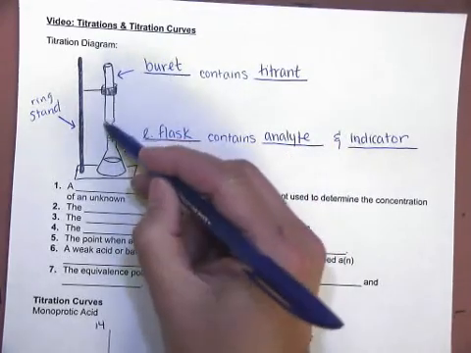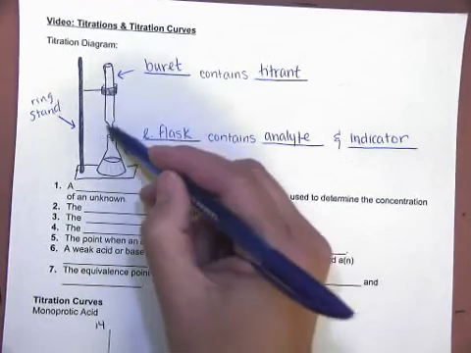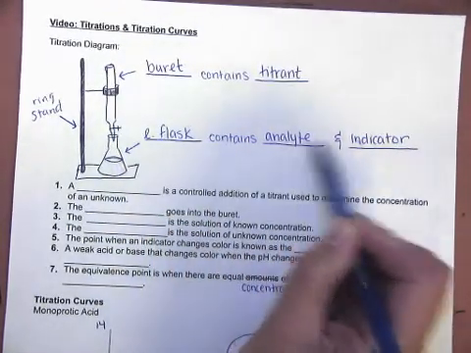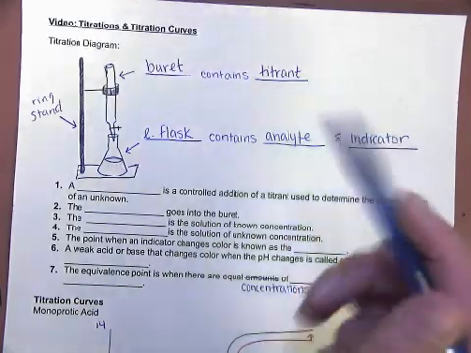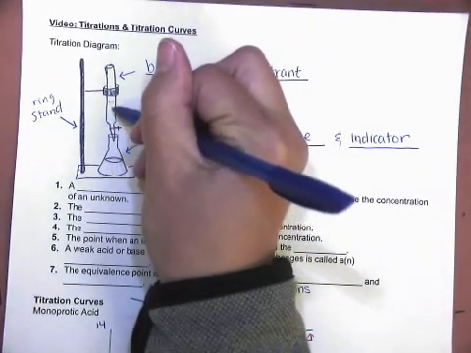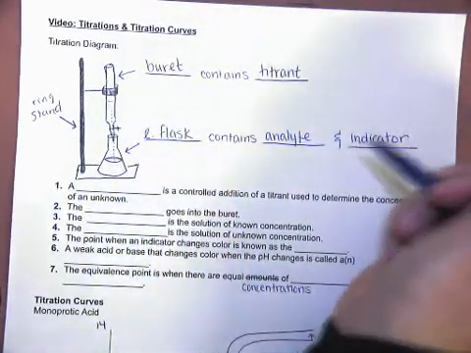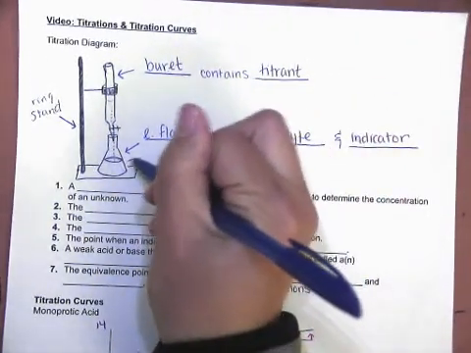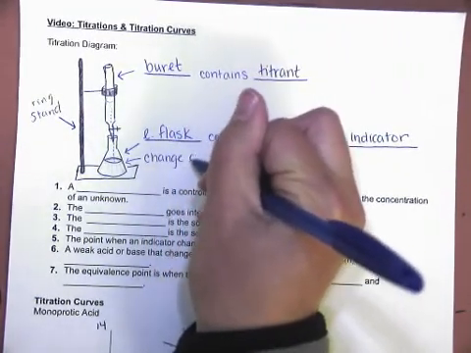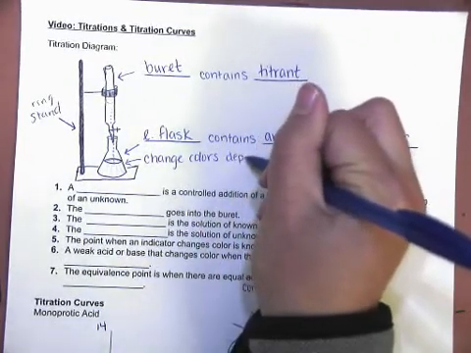So this top apparatus is called a burette, which contains our titrant. We have our Erlenmeyer flask, which contains the analyte and the indicator. And our titrant goes down into our analyte and the indicator, and this will change colors depending on the pH.